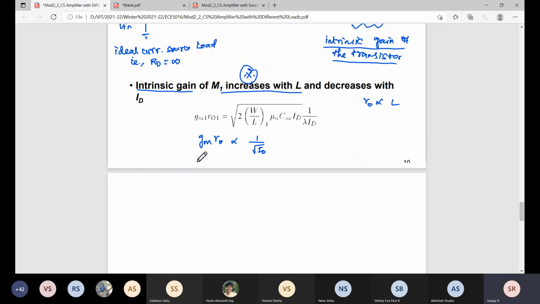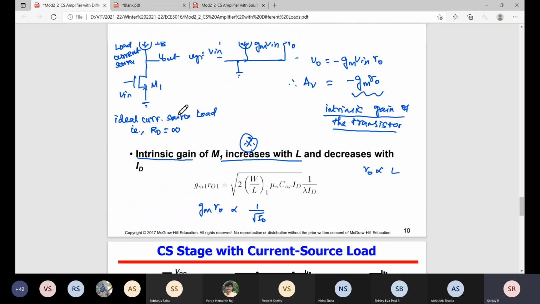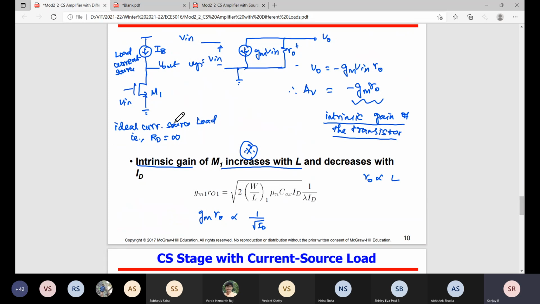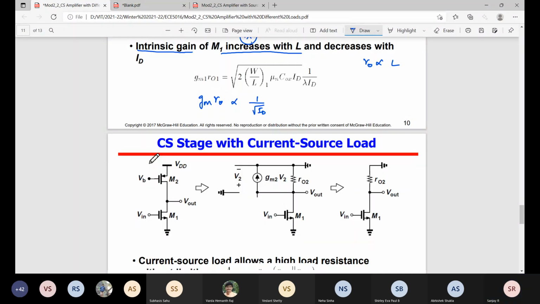Okay, so now we'll come here. We'll replace the ideal current source by a practical current source. I'm trying to implement the current source as the load, because a current source gives more load resistance. Fine. So what is the load resistance now of the PMOS?